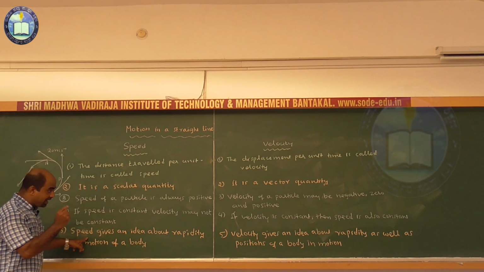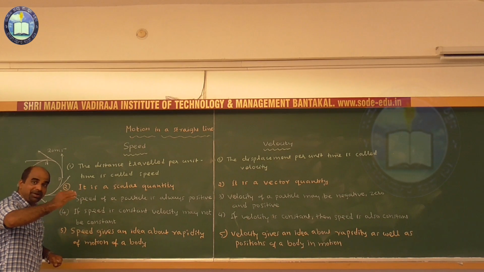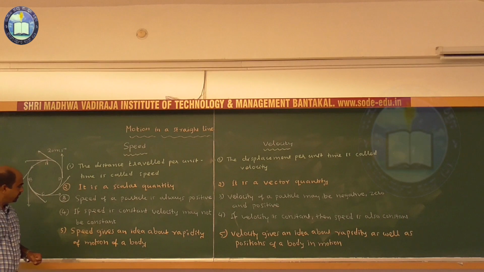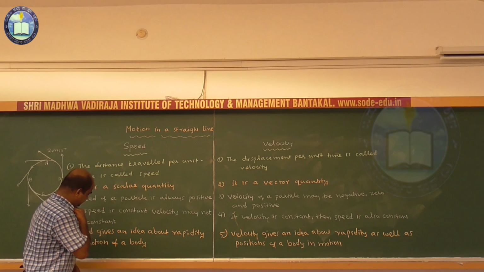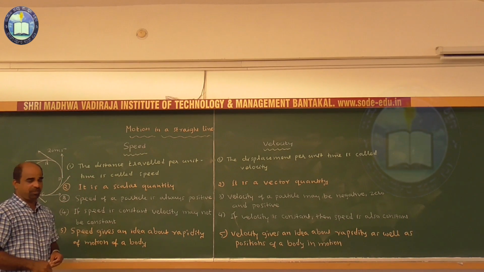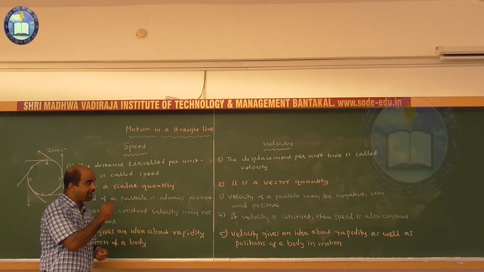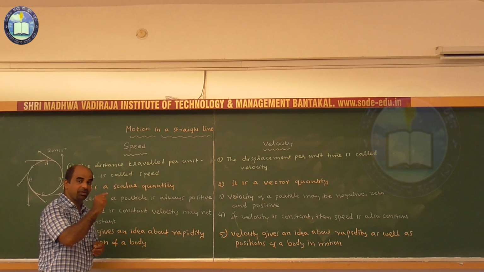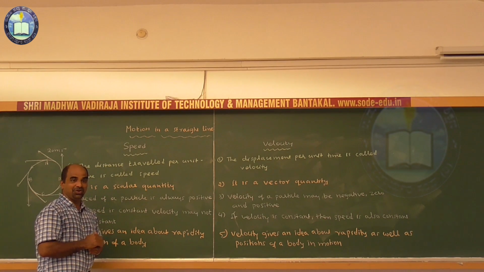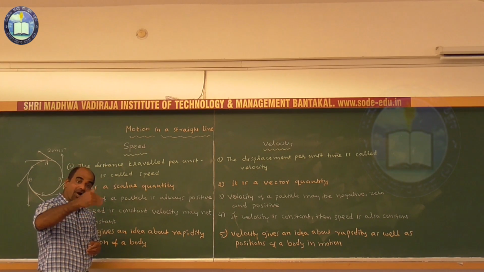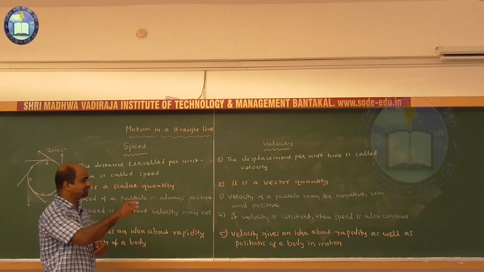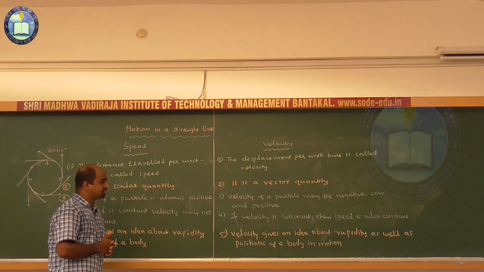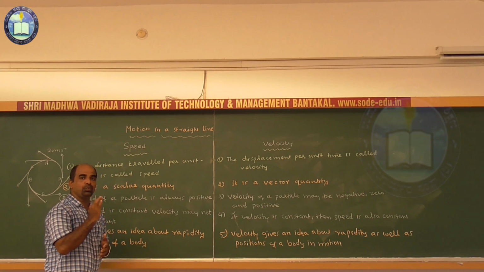Next, speed gives an idea about rapidity of motion. What is rapidity? Measure of quickness or slowness of a moving body. Got it? Speed gives an idea about rapidity of motion of a body, but velocity gives an idea about rapidity as well as direction of a body in motion, means how quickly and along what direction the body moves. Therefore, velocity gives an idea about rapidity as well as direction of a moving body.